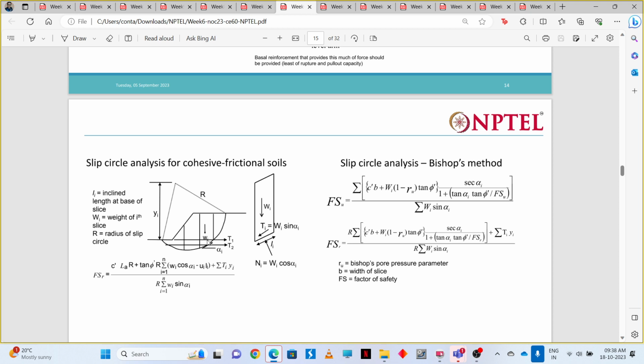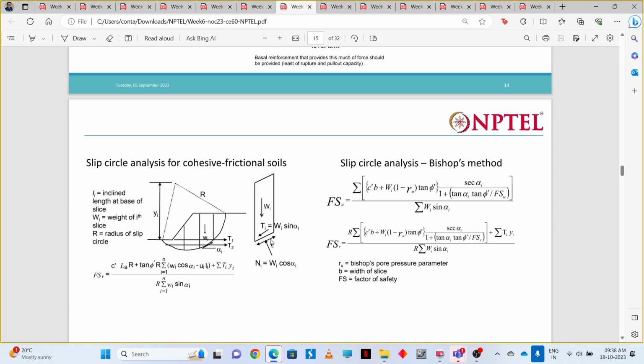Then find out the factor of safety. Then we need to choose some other slip circle. So like this, we need to use a search algorithm to determine the critical slip surface. Okay, and this slip circle factor of safety expression is given here, as you can see.